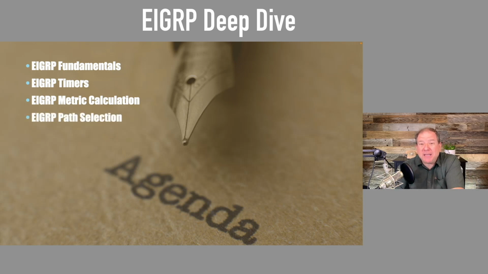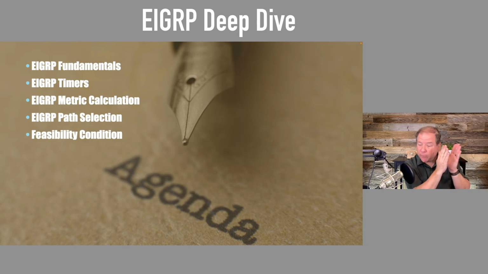We'll see how EIGRP makes its path selection decisions. And one way it does that is to have another route, or maybe multiple routes, if it can, on standby. So if a primary route fails, it has what are called feasible successor routes. If the successor route goes down, it's going to be able to say, all right, I've got another backup route that I can cut over to almost immediately. If that's not available, there's another one I can cut over to almost immediately. In order to qualify as a feasible successor, we've got to meet a condition called the feasibility condition. We'll dive into that today as well.